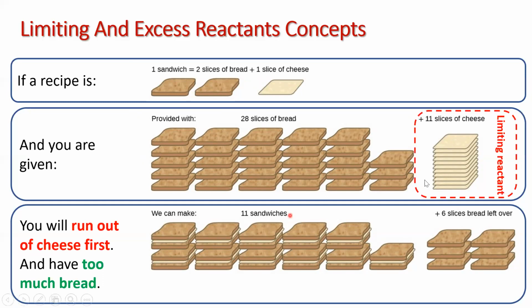So when we talk about the substance that runs out, that substance is called the limiting reactant. And the stuff that we have left over is called our excess reactant. Those words are pretty easy. The limiting reactant limits the reaction because we run out of it. And the excess is the stuff we have left over.